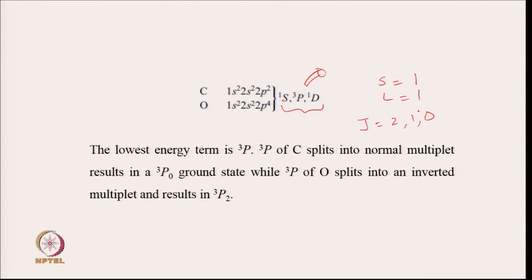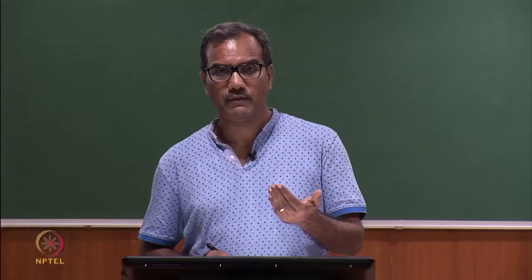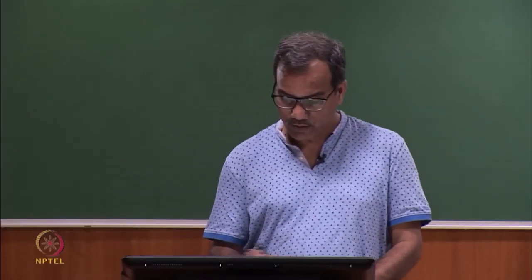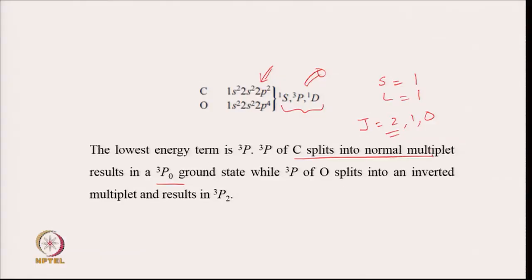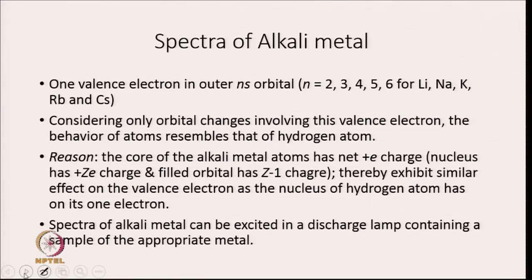Now look here, now here is the difference. For carbon, 3P0 will be the ground state because in carbon the p orbital is less than half filled. But for oxygen it is going to be different. For oxygen, 3P2 is going to be the ground state since the p orbital is more than half filled. And so carbon will give you a normal multiplet whereas oxygen will give you an inverted multiplet. So please keep that in mind.